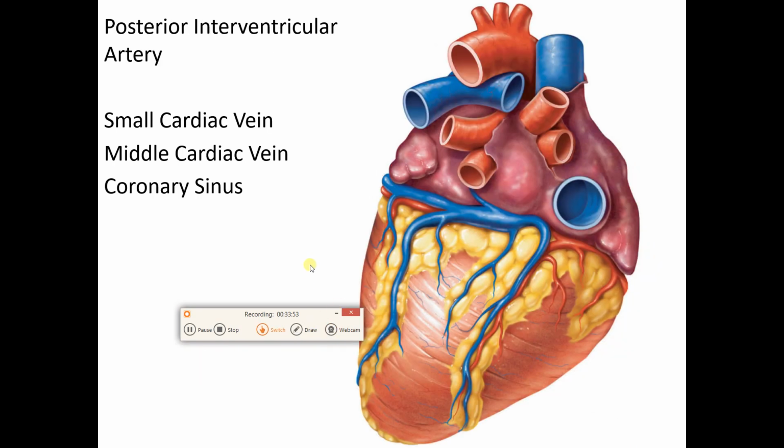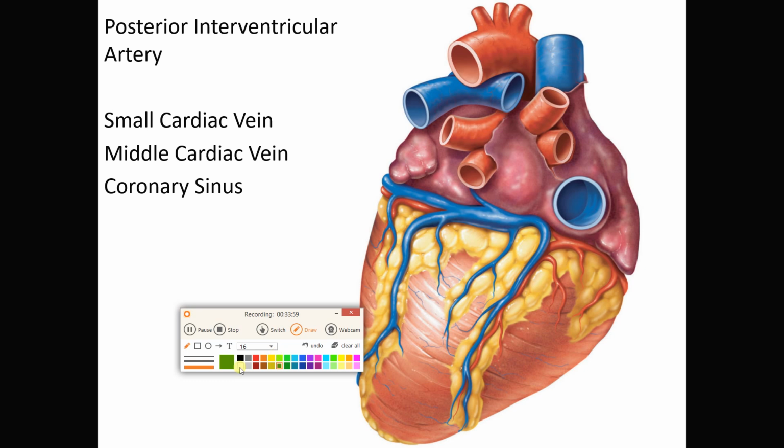If we spin this guy around, we're going to see some other vessels, including a posterior interventricular artery, the red guy right there. Let me draw it better. Oh, I should use the arrow tool, shouldn't I? Boom, right there. There's my posterior interventricular artery.